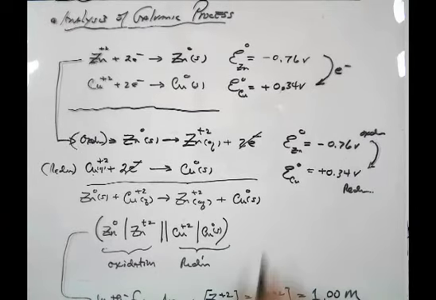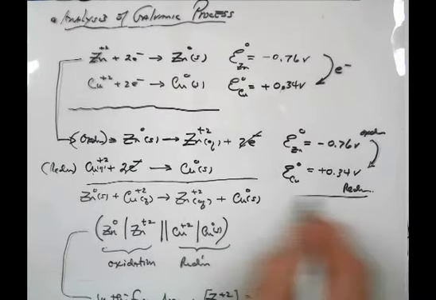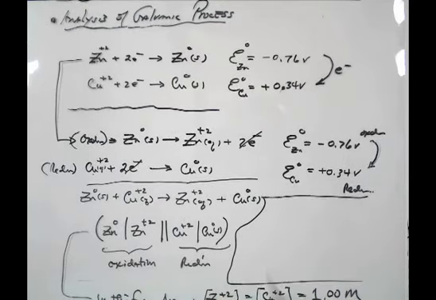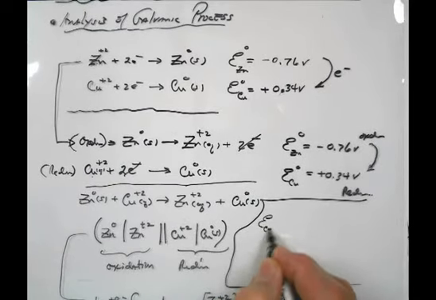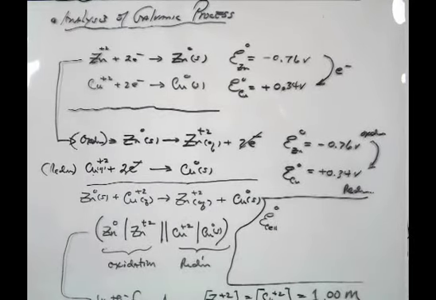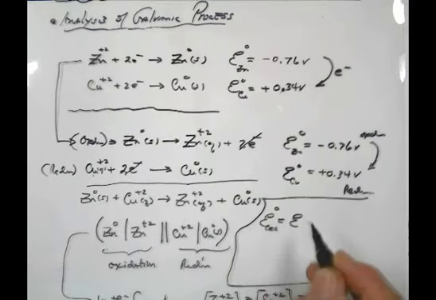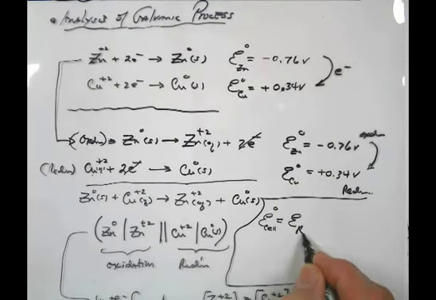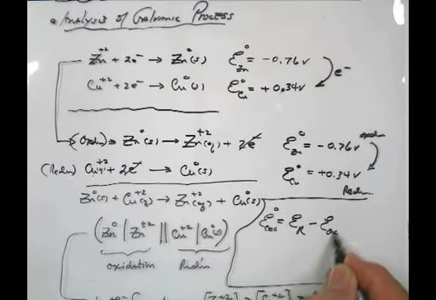Well, to calculate a battery voltage, we'll put it right here. E cell, under standard conditions, would be from the tables, numbers, is E, listen to me, E reduction minus E oxidation.